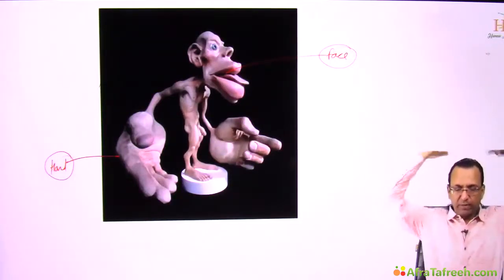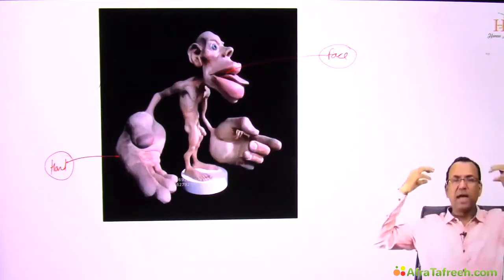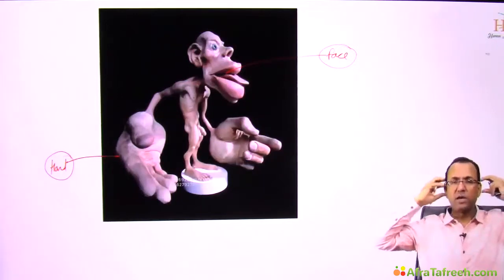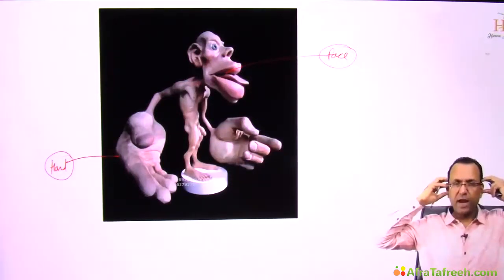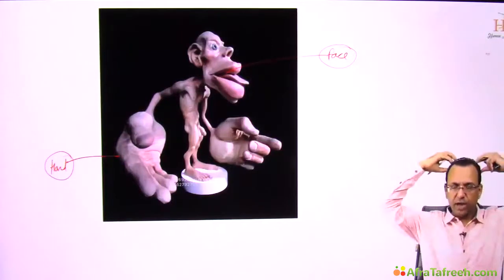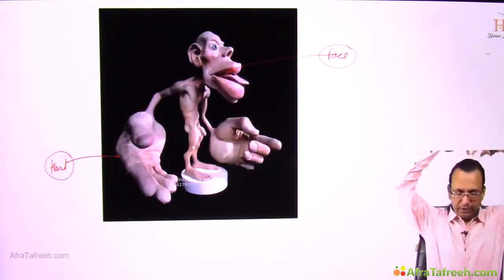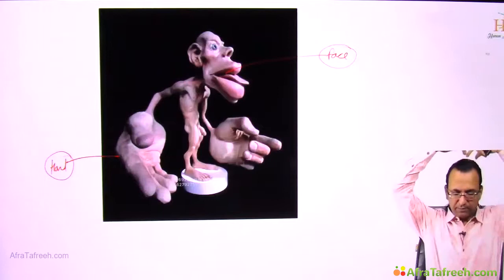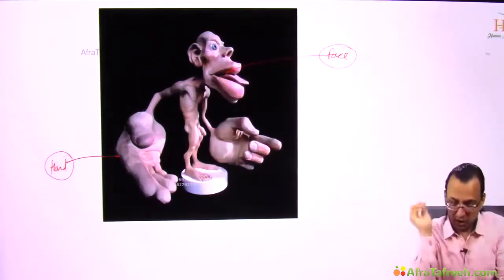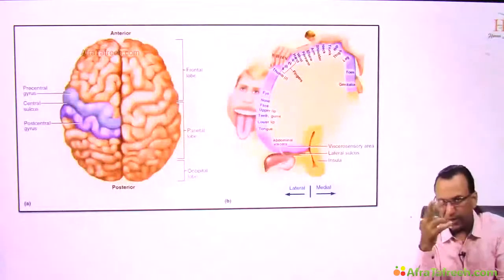You mean to say the cerebrum has a representation of the body, and the sensory motor control of the face is here? Yes. And the hand is slightly higher? Yes. And what is still higher? Pelvis, perineum. The pelvis perineum area is here. Let us see the diagrams also. You will find there are two diagrams we are looking at.